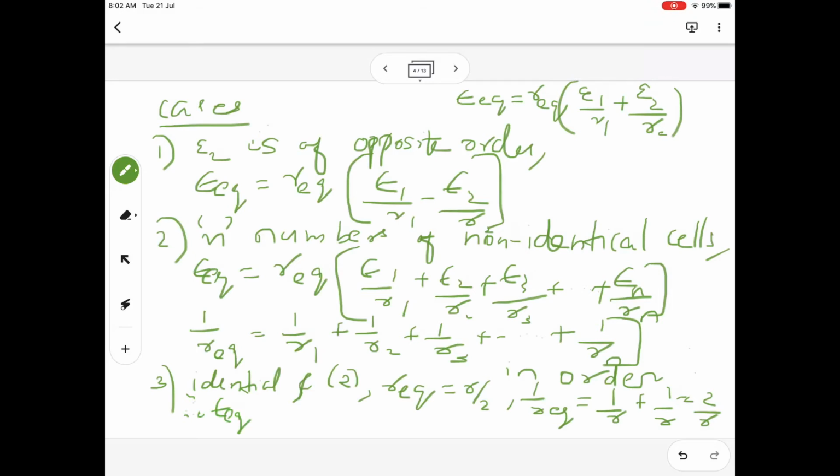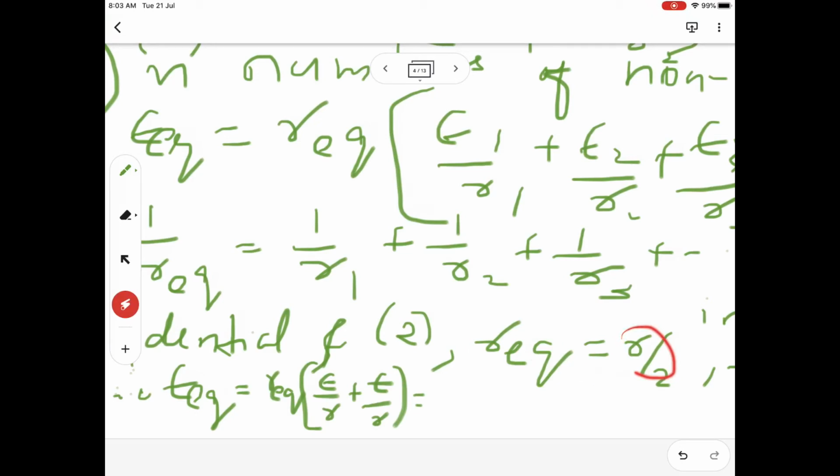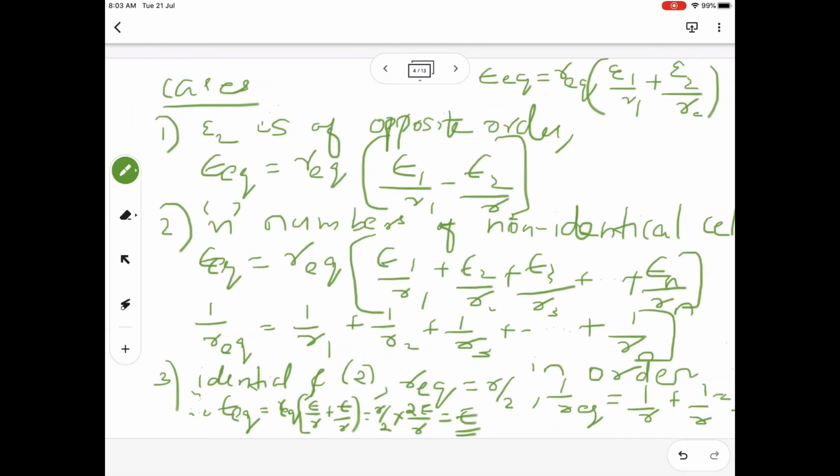So what about E equivalent? From the equation, it is R equivalent of (E by R plus E by R), twice because there are only two cells. Substituting R equivalent as R by 2 into E by R plus E by R, which is 2E by R, the 2's cancel, the R's cancel, and we are left with E. So when you have identical cells in parallel combination, the net EMF is E itself, the EMF of one of the cells.